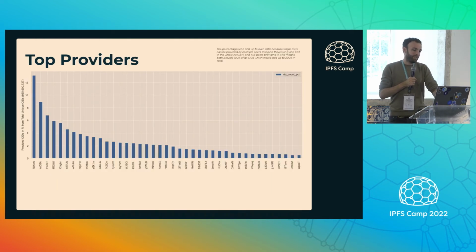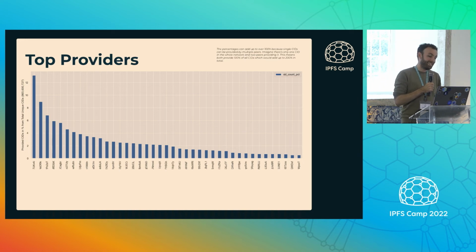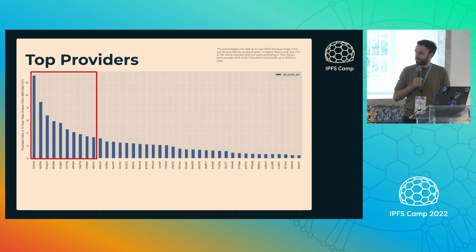And what we can do now is also check the top providers. And this is quite concerning, I would argue. Here we can see on the x-axis different peer IDs that I have truncated, and on the y-axis the percentage of total unique CIDs that they provide. We can see that a single provider provides around 13% of all CIDs in the network. And then it drops to 9%, 7%, and so on and so forth. If we add up the top 10 peers and their percentages, they make up over 50% of all CIDs provided in the network.